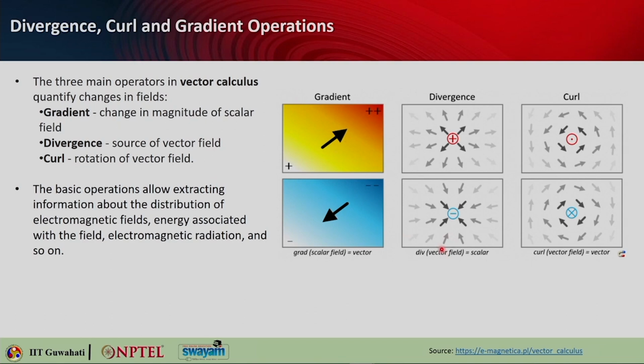Divergence, as I mentioned, tells you about the source of the vector field. Here you can see positive divergence, here you can see negative divergence, and the divergence of a vector field is basically a scalar.